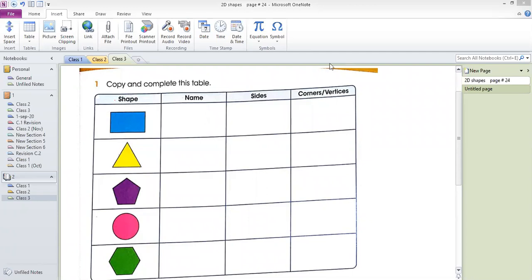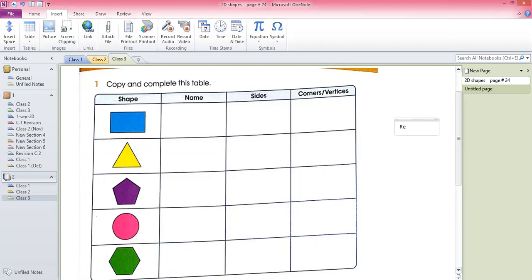Very good. There are 4 sides in a rectangle. And how many corners are there? Four corners. Four corners are vertices. Very good. So guys, complete it now in your book. You have to complete it in your book.